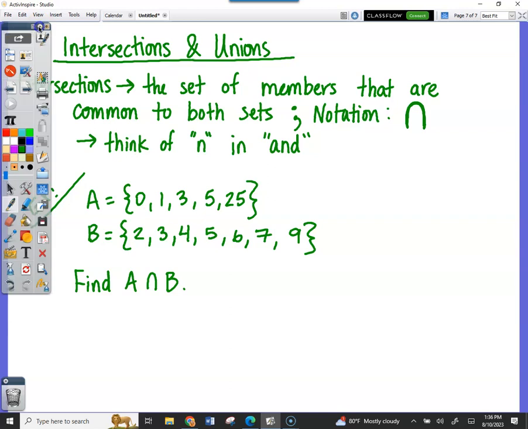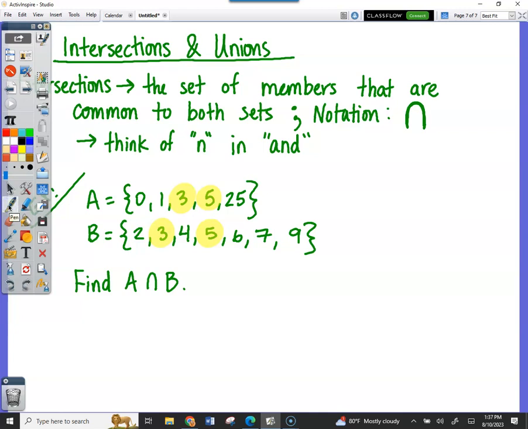Well, if you have a highlighter, let's highlight. 3 and 5 are both right. So if I'm saying the intersection of set A and B, I'm talking about what is in both of them. So is 0 in both? No. 1? No. 3? Yes. 5? Yes. 25? No. Do I even need to check the remaining numbers in the other set? No, because this one was shorter, smaller.